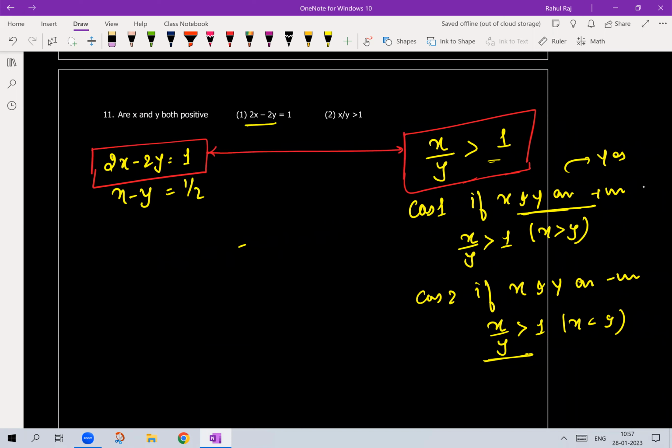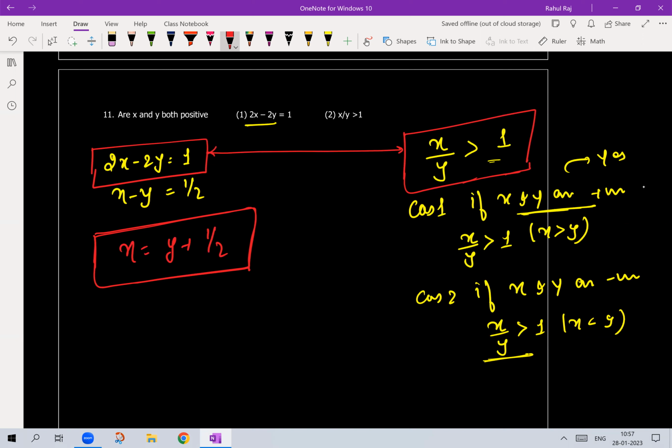Now tell me one thing. I know that option number 1 is not sufficient. I know that X minus Y is equal to half. Can I say X is equal to Y plus half from option number 1? What can you conclude from this statement? That if y would be positive, x would obviously be positive.